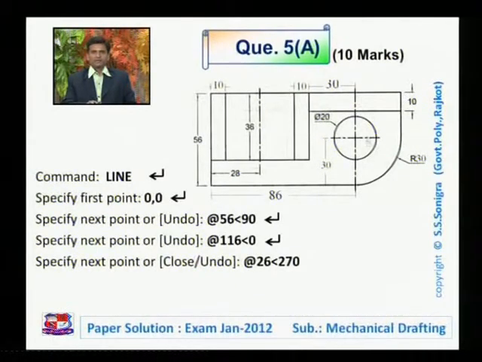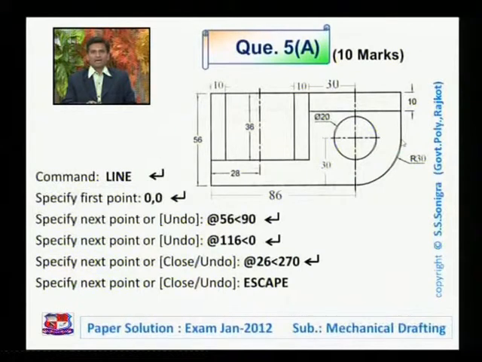This is 10 mm, this is 30, total is 56. So remaining, this distance from this point to this point would be 26 mm. So it will draw line from this point to this point and enter. Specify next point and you escape. If you escape, it will cut this command, and till now we have drawn this vertical line, this horizontal line, and this vertical line.